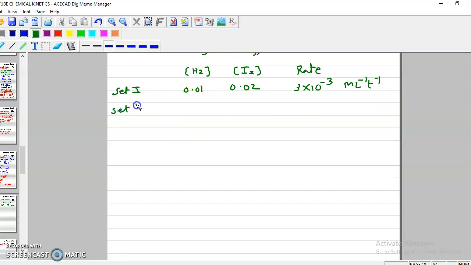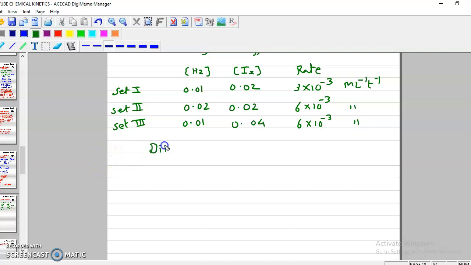In set 2, we double the concentration of hydrogen to find out X, that is the order of reaction with respect to hydrogen, and we keep the iodine moles the same, and we found what is the change in rate. Here the rate is found to be 6 into 10 raised to minus 3. That means the rate of reaction is not the same. That means X is not equal to 0. Now in set 3 we will keep the moles of hydrogen the same, but we will change the moles of iodine, that is 0.04, double, and in that case also we found a change in the rate of reaction, and that shows that even Y is not equal to 0.